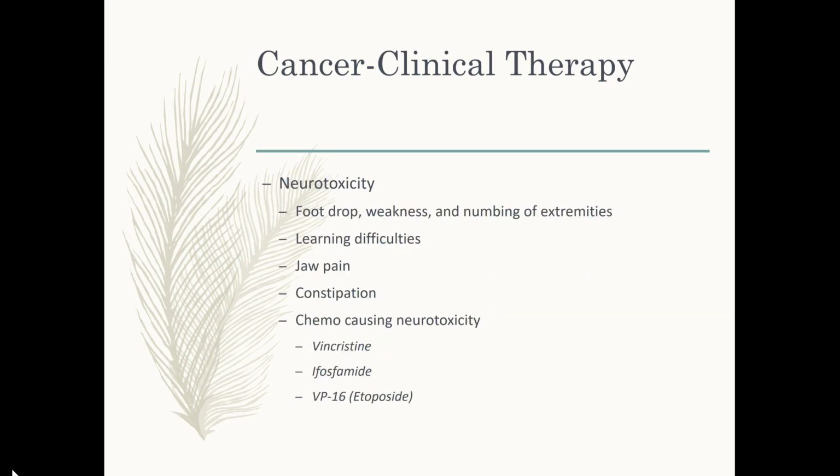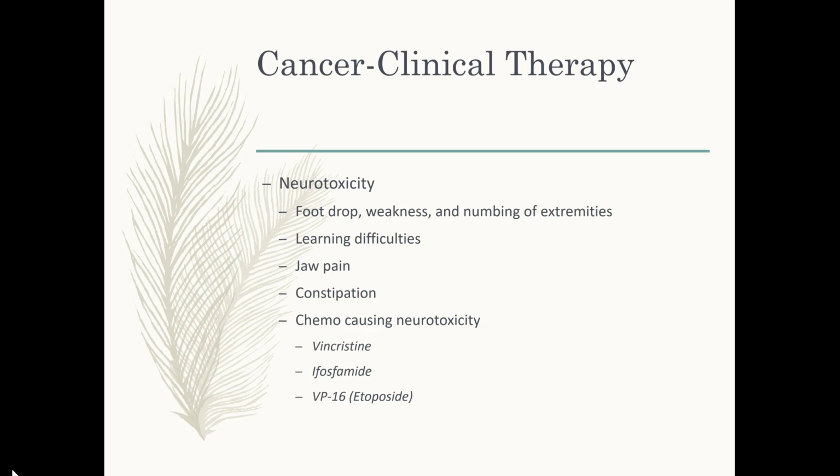Some other side effects of the treatment. On this slide in particular, I want you guys to think about what we can prevent and fix versus what is permanent. Like jaw pain, we can fix that. Constipation, we can fix that. Typically, they're going to be on a bowel regimen because they're going to be on pain medicine. So they're going to be on a stool softener at minimal, maybe on Miralax. But if they develop learning difficulties due to chemotherapy or radiation, we can't necessarily fix that.